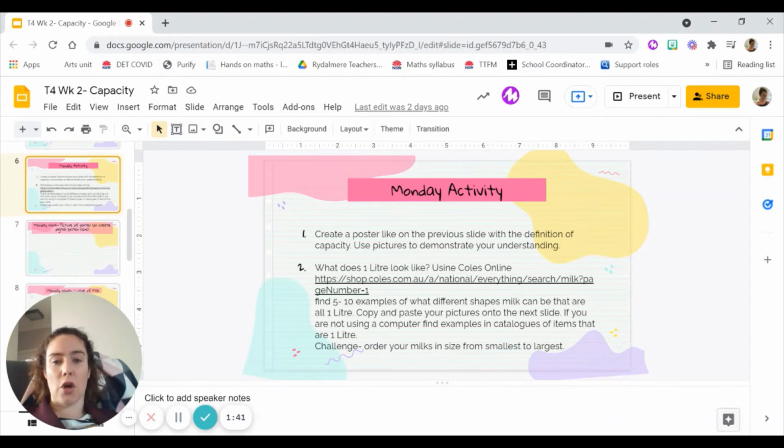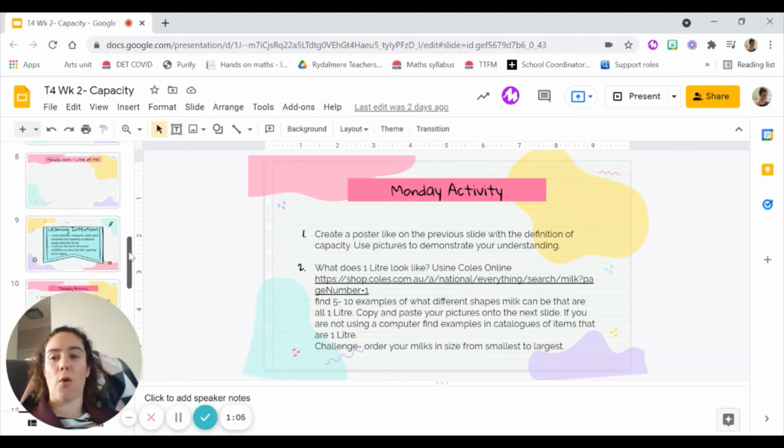So if you click the link here to the Coles website, you can type in the word milk. 1 litre is what you're looking for. You need to have a look whether it's 1 litre or not. They usually come in 1 litre, 2 litre, 3 litre. There's different sizes if you've got your little oaks and things like that. And I want you to find 5 to 10 different examples of a 1 litre milk that comes in different shapes and sizes. And what you can imagine if you're thinking about it is if you have Coles, the home brand 1 litre milk, it sometimes looks different to the A2 litre of milk. And they look like different sizes, but they're actually still holding the same capacity.